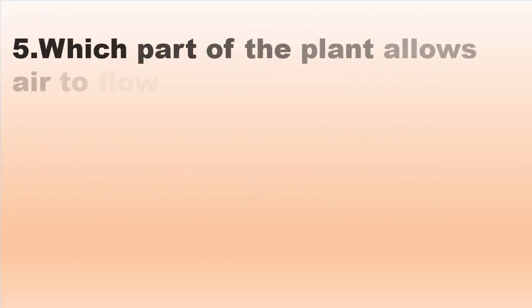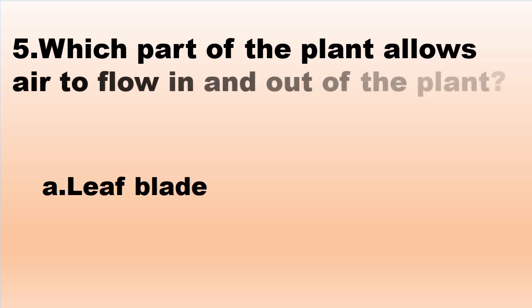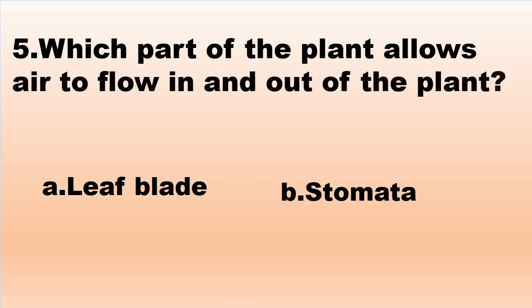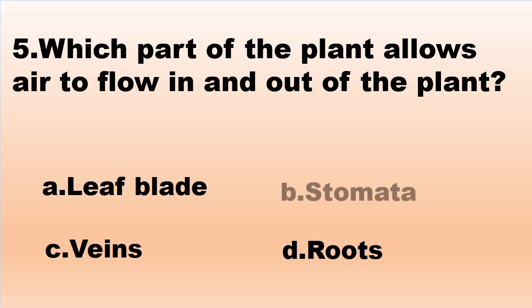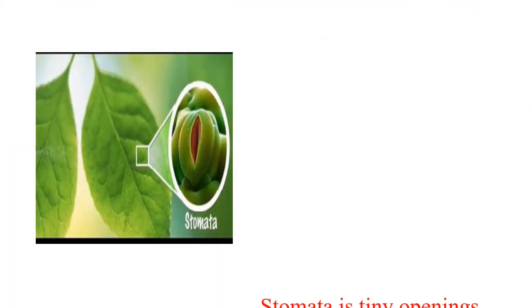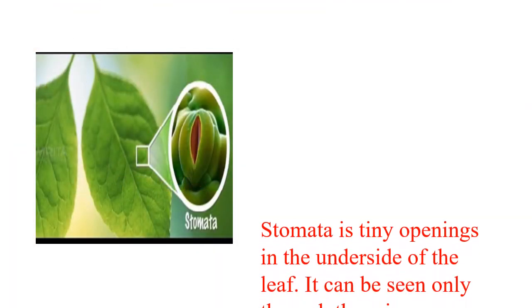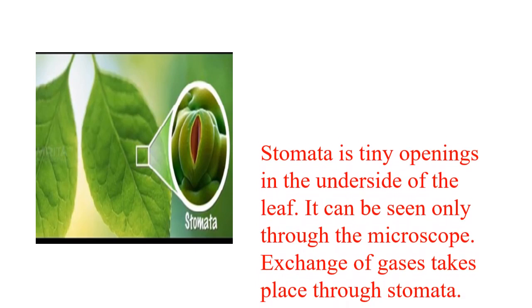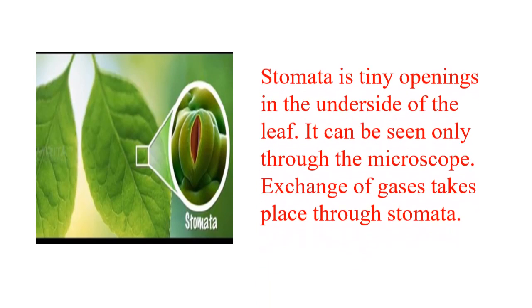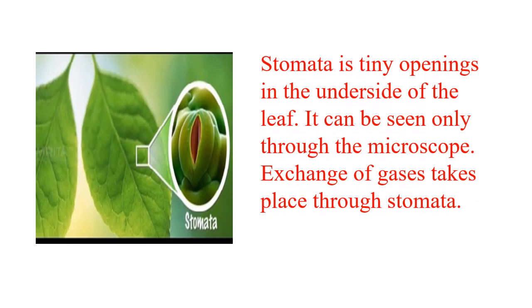Which part of the plant allows air to flow in and out of the plant? Leaf blade, stomata, veins, roots. Stomata. Stomata are tiny openings on the underside of the leaf. They can be seen only through a microscope. Exchange of gases takes place through stomata.